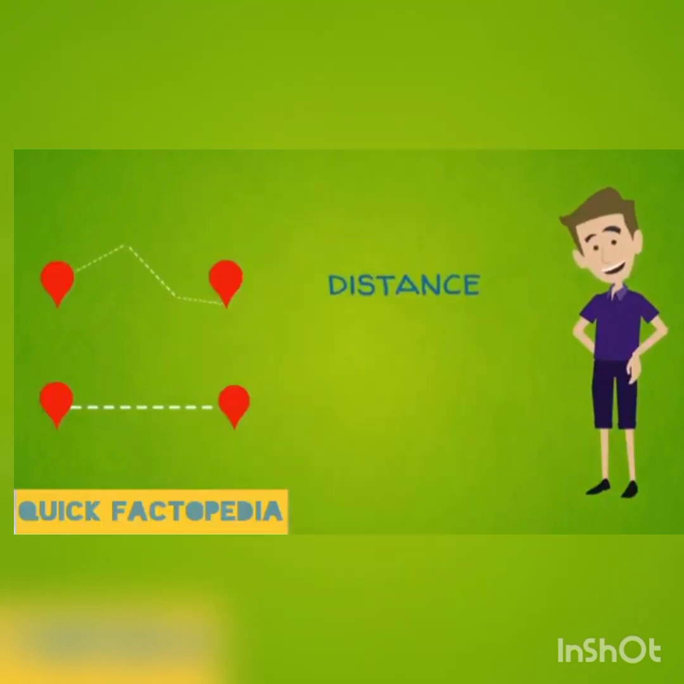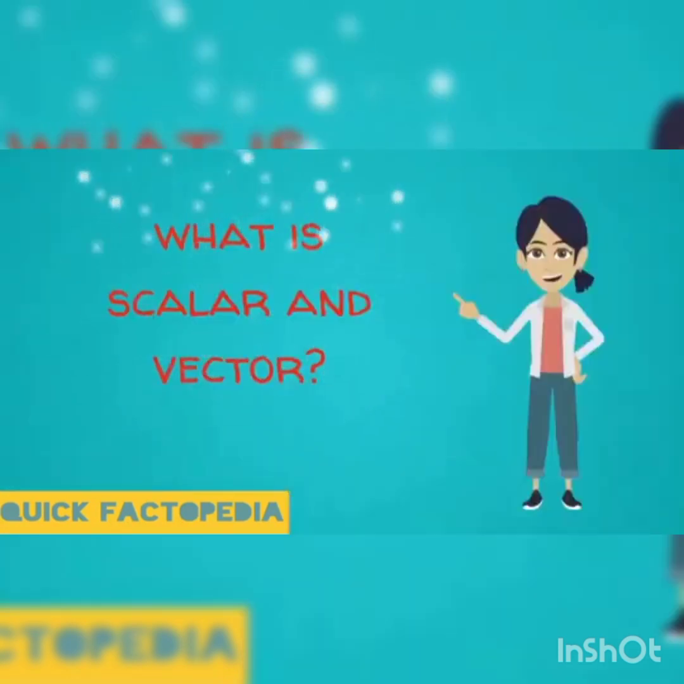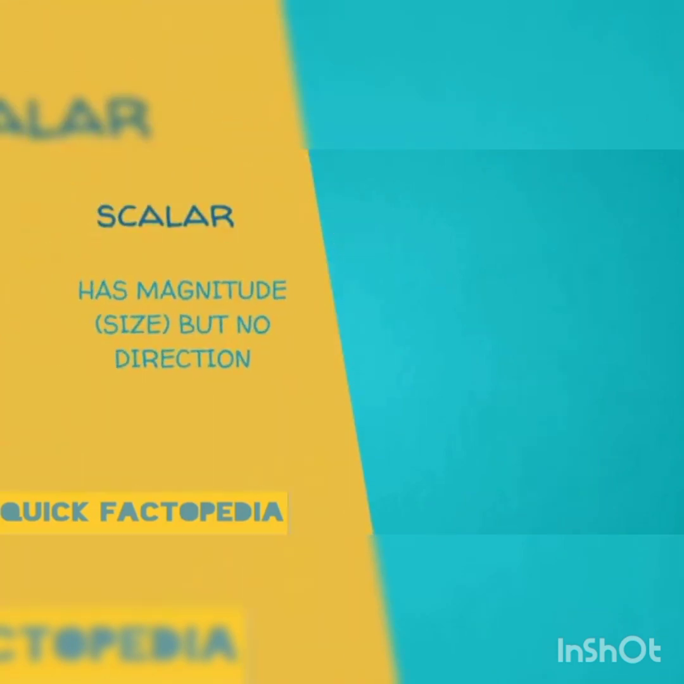Hope you all understood the distance and the displacement, scalar and the vector quantities. So first, let's know what is scalar and vector. The scalar quantity is something with magnitude, or say size, but has no direction to it. And the vector quantity is something that has magnitude, as well as the direction to it.